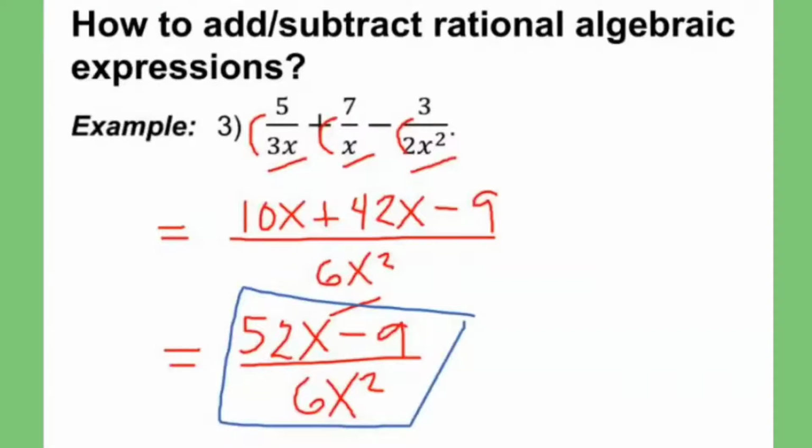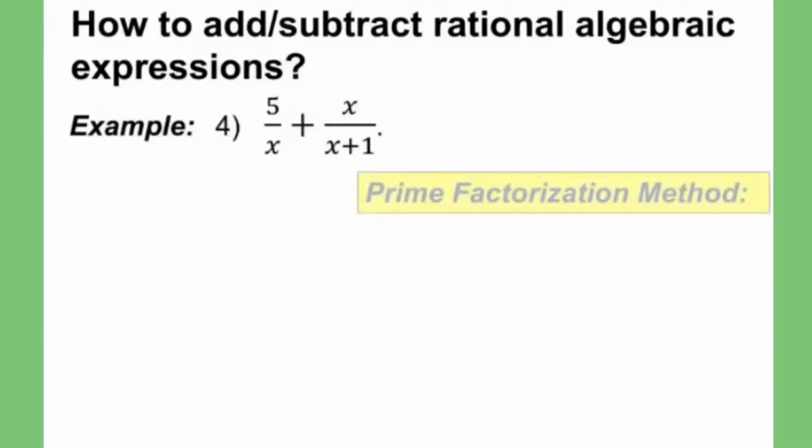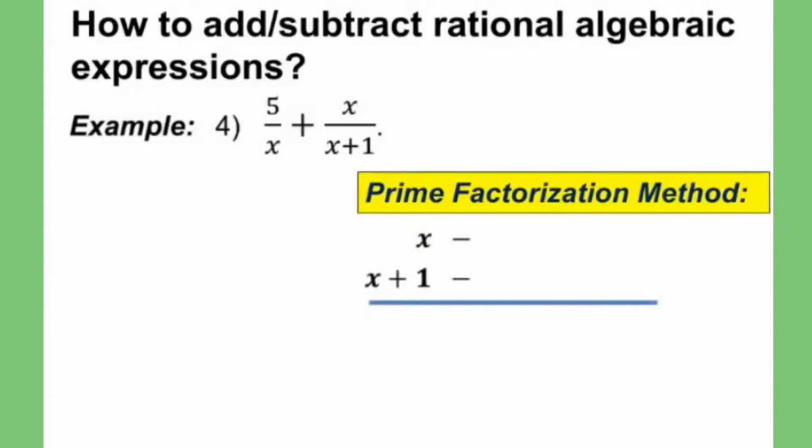Let's have the fourth example. 5 all over x plus x all over x plus 1. Again, we have dissimilar denominators. So we will try to find the LCD using the prime factorization method. So we list the denominators, x and x plus 1. Of course, x is already prime, so its factored form is only x. And also, for x plus 1, it cannot be factored out further. So we have x plus 1.